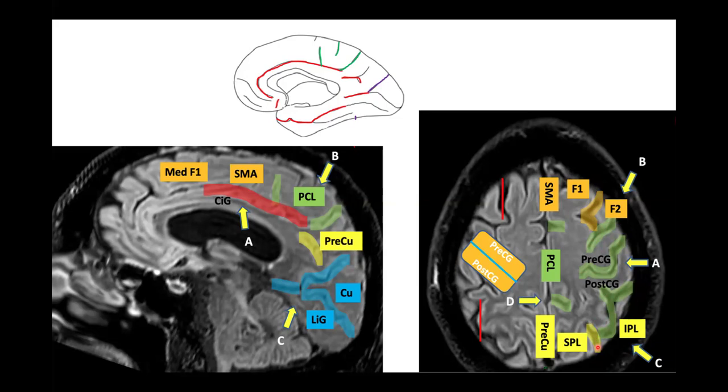Or you could identify the end of the marginal branch. The marginal branch, right and left, has a sign like between brackets, the bracket sign. The bracket sign is the end of the marginal branch of the cingulate sulcus. When you find this, you know that the sulcus just anterior to it is the central sulcus.